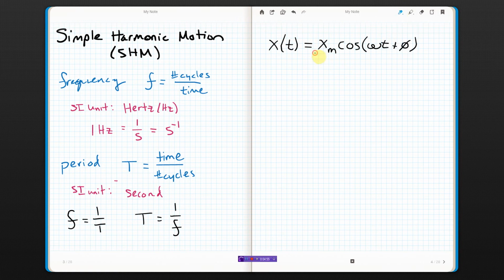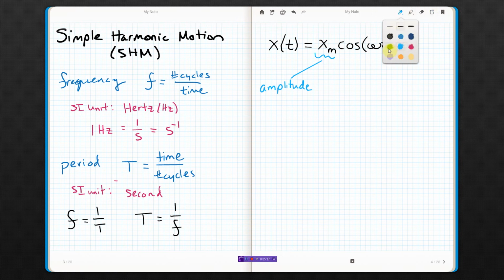Where this is the amplitude. It's the maximum displacement from equilibrium. Basically, this is as big as you can get. And I know that because whatever this stuff is, the most I can get from a cosine is 1. So the most I can get is 1 times xm. That means the biggest displacement I can get is xm. So amplitude is the biggest displacement I can get.